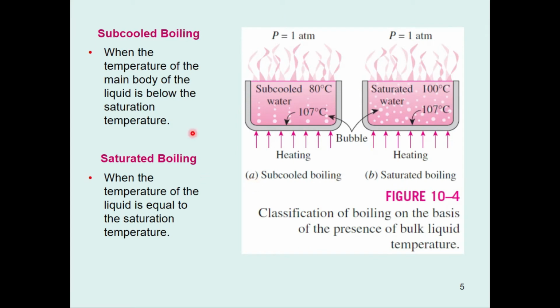So the next category is the subcooled boiling. Subcooled boiling is when the temperature of the liquid body, or the liquid inside this pan, is sufficiently below the saturation temperature of this liquid. So if the saturation temperature of this liquid is 100, we know that because it is a function of pressure. If the pressure is 1 atm, obviously the saturation temperature of this liquid is 100.